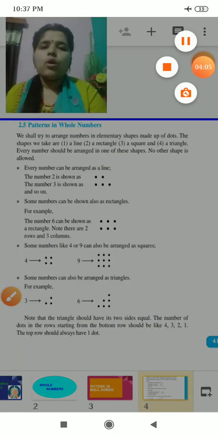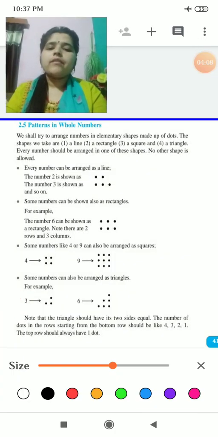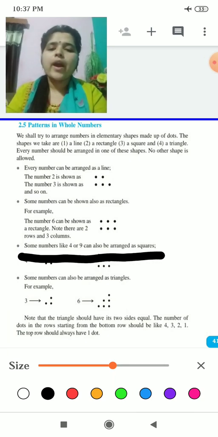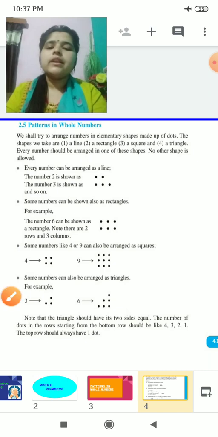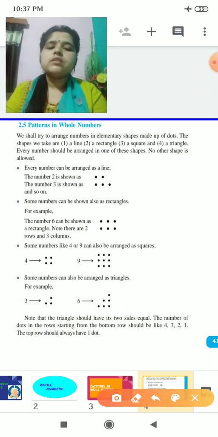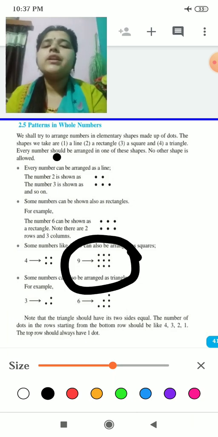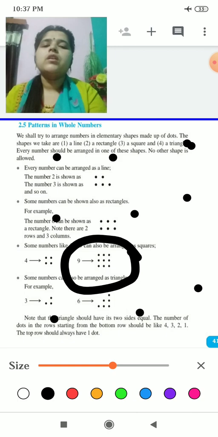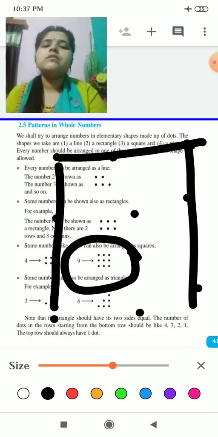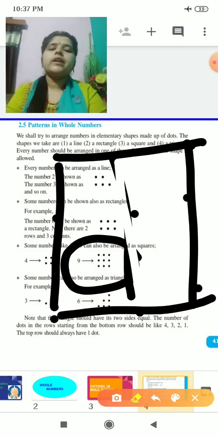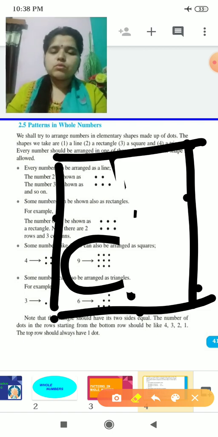Now see, we have some more shapes. 4 and 9 can also be arranged as a square. In the same way, they have arranged 9. You can see here in this picture. They have arranged 9 like this. Now they have joined all these lines. By joining all these lines, which shape are they getting? They are getting the shape of a square. It can also be the shape of a rectangle, children.